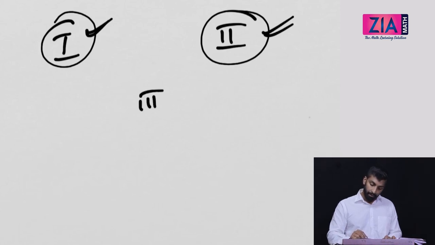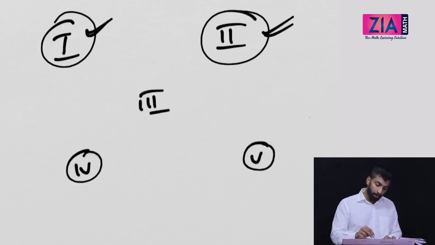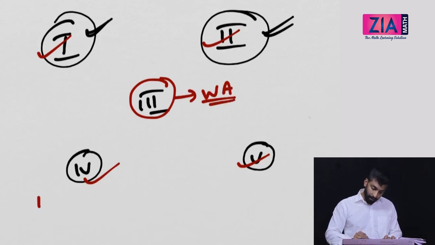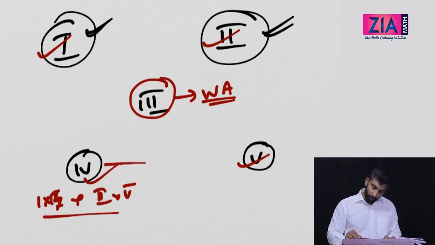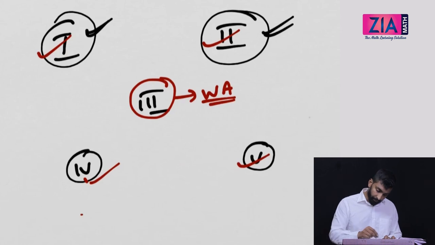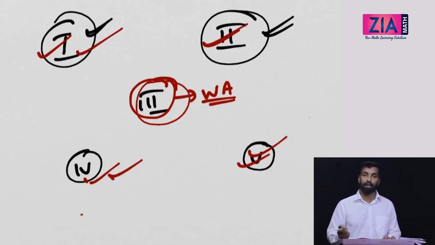Now 3, 5, right? Now if 1, 2, 4 and 5 are given, you need to find the weighted average. So 3 is nothing but the weighted average. How will you do that? 1 into 4 plus 2 into 5, divided by 4 plus 5. That you understood anyway, right? So if this and this are given, you need to find this weighted average.